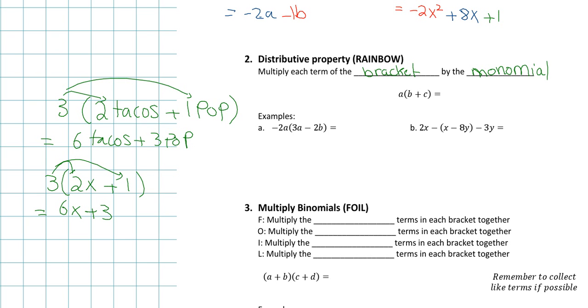Okay, so if I want to expand this a times b plus c, I'm going to have to follow my distributive property, right? So I'm going to multiply that a by b. What's a times b? Good, ab. How about a times c? AC. Yep.